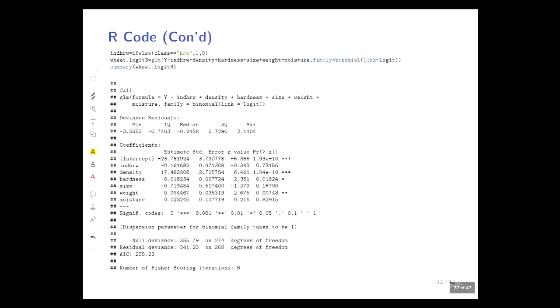So let's look at a totally different case. How about we do not consider the previous indicator variable, and consider this indicator variable, which is INDHRW. It equals 1 when class equals HRW, and 0 when class equals SRW. So it's the opposite of the previous one, INDSRW.